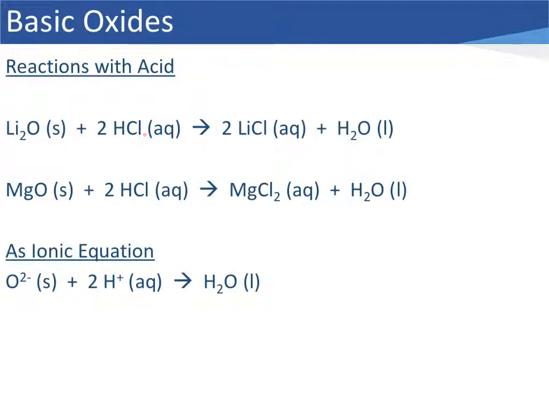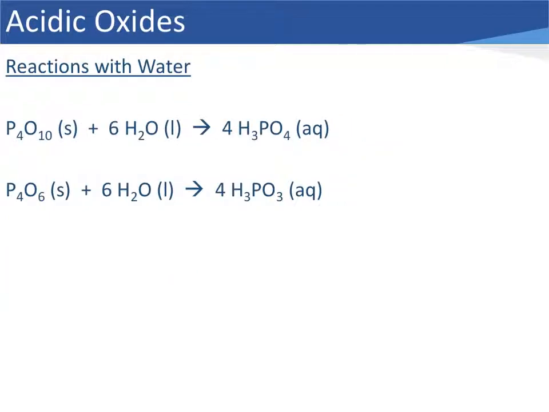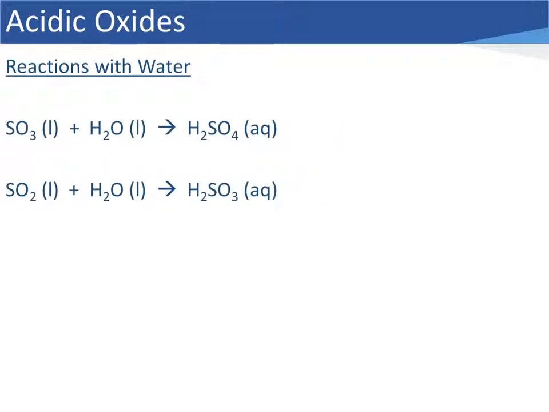Lithium oxide and hydrochloric acid, of course, base plus acid makes salt plus water. Same idea here. And the oxide is basically acting as the base and accepting the H plus ions to make water. In terms of the acidic oxides, we have phosphorus oxide in a couple different forms, reacting with water to form phosphoric acid and phosphorus acid. These are acids, hence acidic oxide. Sulfur trioxide and sulfur dioxide react with water to form sulfuric acid and sulfurous acid, H2SO4 and H2SO3. Pretty simple reactions there to remember.